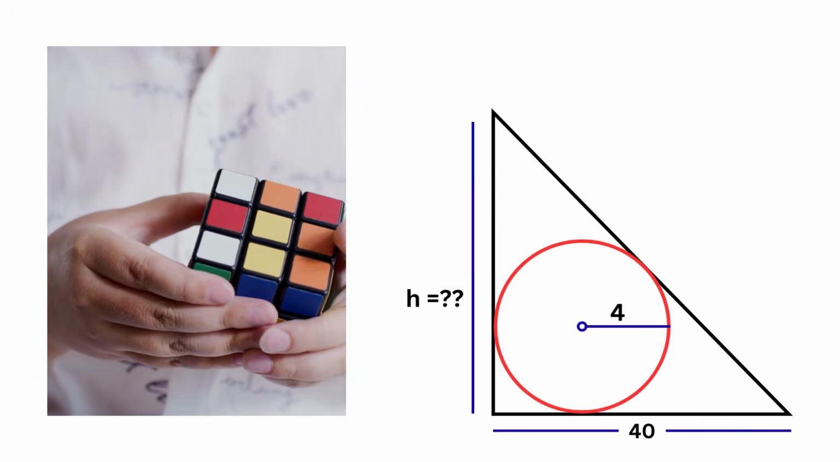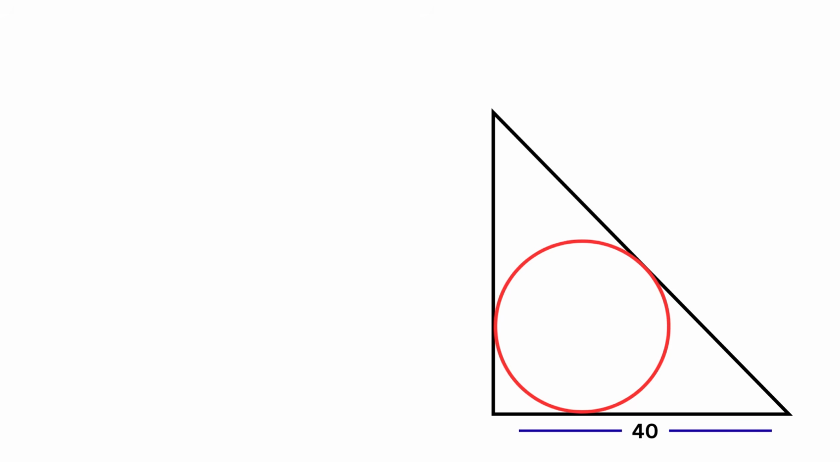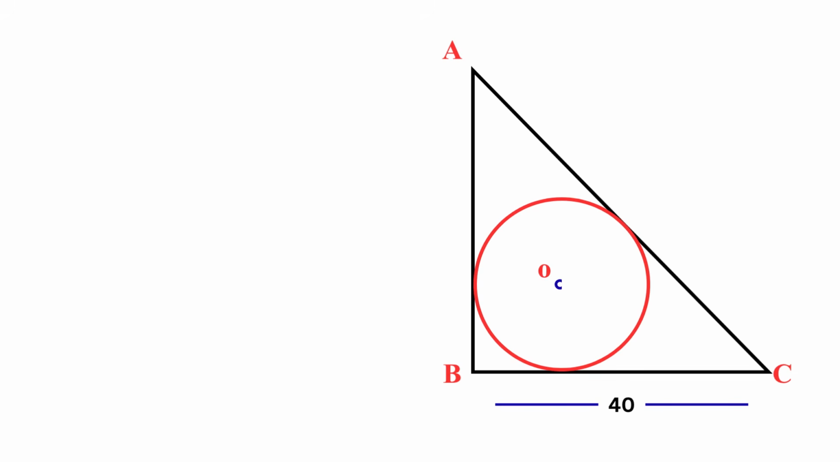Let's label everything clearly so we don't get confused. This is the center of our circle, and we call it point O. Now, we give names to these 3 vertices of the triangle as A, B, and C. Look, this circle touches the 3 sides of the triangle. The points where it touches the triangle are points D, E, and F.